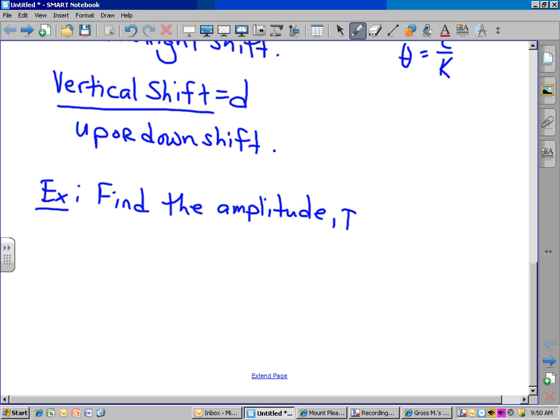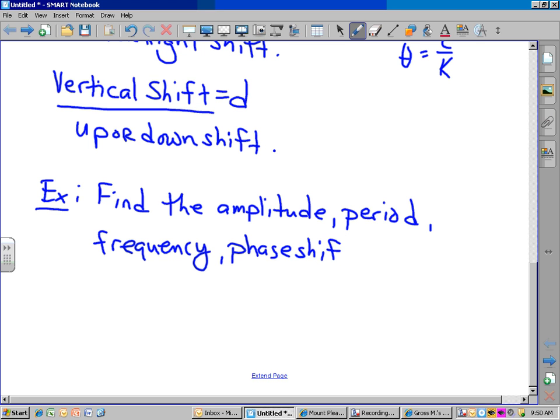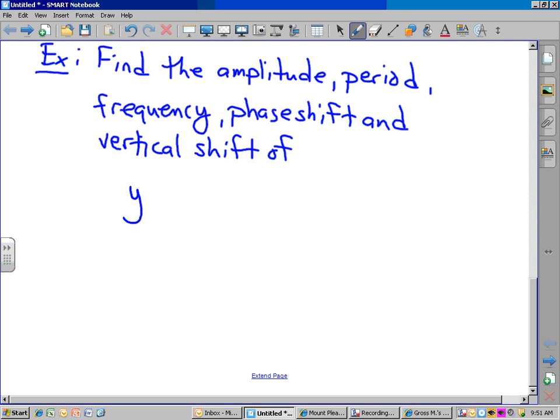Find the amplitude, period, frequency, phase shift, and vertical shift of y equals 4 cosine of 1/2 theta minus pi minus 6.